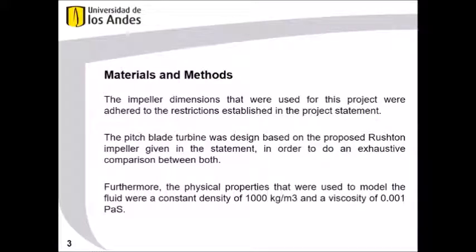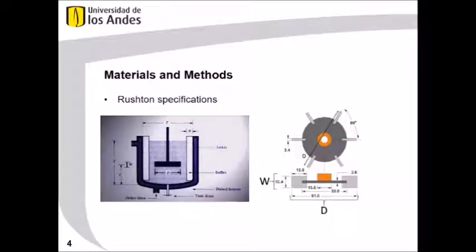The impeller dimensions that were used for this project adhered to the restrictions established in the project statement. The pitched blade turbine was designed based on the purpose of the Rushton impeller given in the statement, in order to do an exhaustive comparison between both of them. Furthermore, the physical properties used were a density of 1000 kg per cubic meter and a viscosity of 0.001 pascal-seconds. The tank and Rushton impeller were designed in Autodesk Inventor in order to satisfy the requirements.